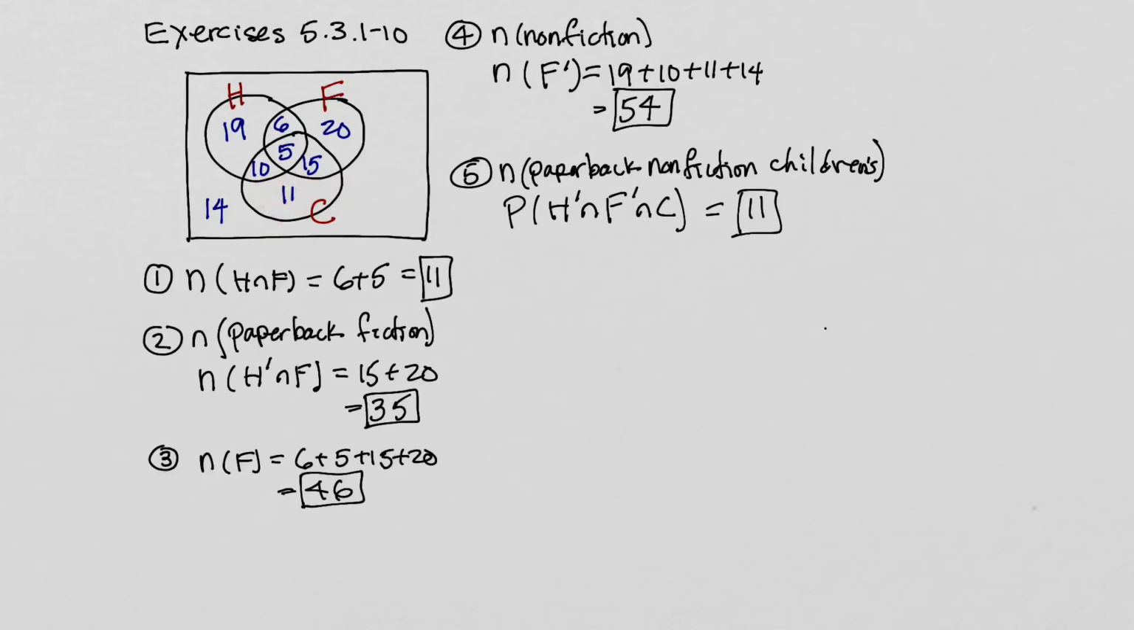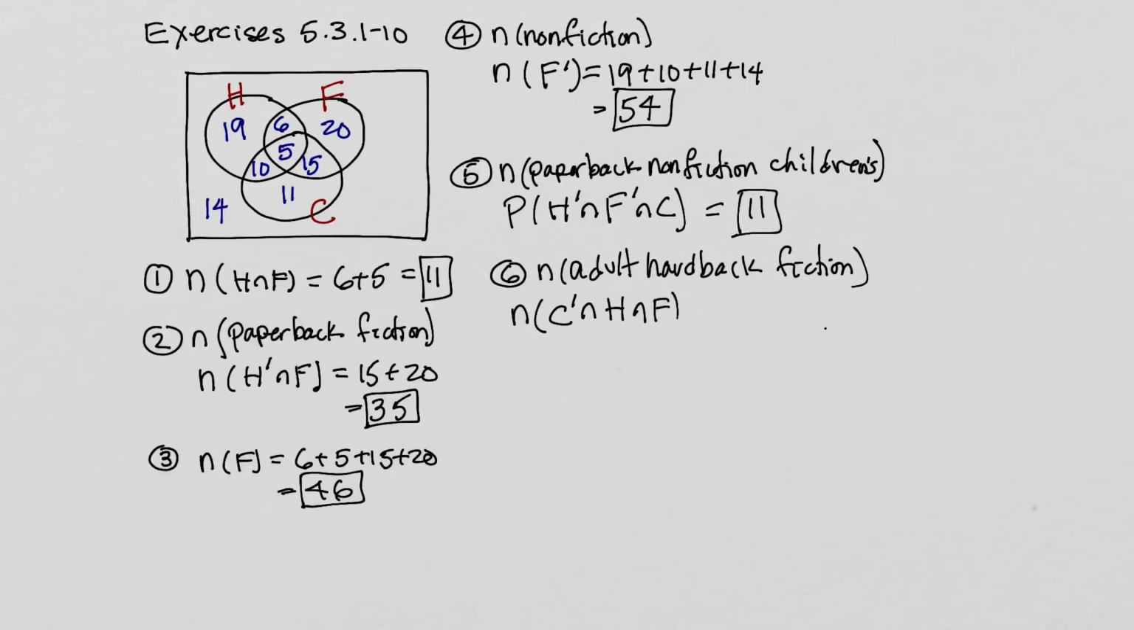Now, problem number 6 asks us how many of these books are adult hardback fiction. So the adult means that it's non-children, so it has to be outside of children, but still hardback. So here's where we're going to be. We're going to be outside of children and in hardback and in fiction. So here's where we have to be. We have to be outside of children. That puts us up here, right? This is outside of children, even out here.